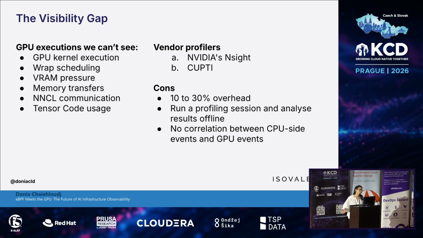And what are the tools that we have today? We are not really able to see GPU kernel execution. On the diagram, it was all like the left box. The memory transfers, all of that is kind of blurry at the moment. And we are building these tools, I guess. There are some vendor profiler tools like NVIDIA Nsight, but they have a huge overhead at the moment. And you have to run a profiling session and analyze results offline, which is a bit annoying because we want to have live stuff most of the time, to see what's happening, and alerts and whatever.